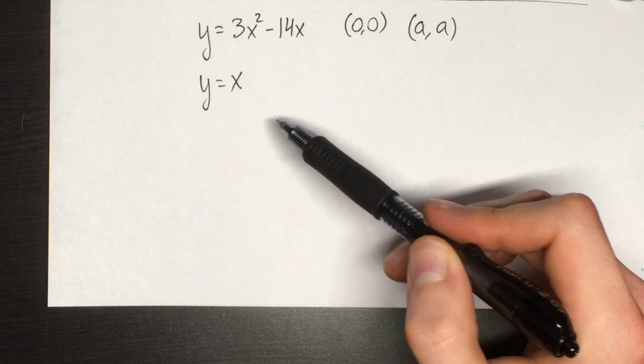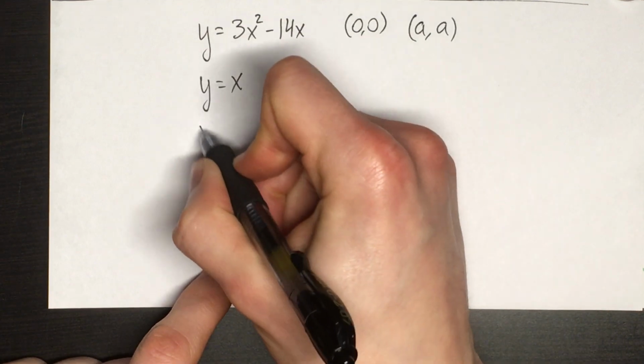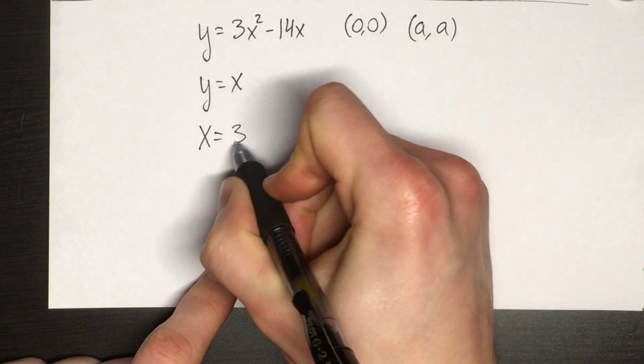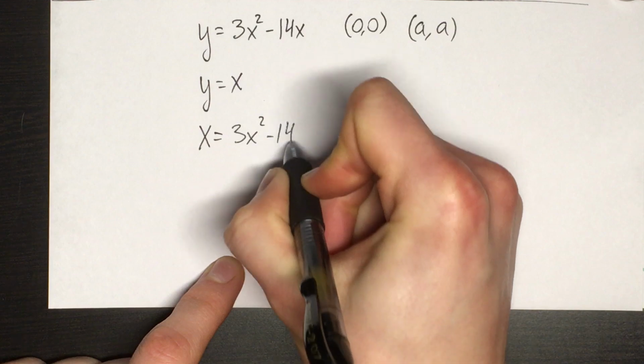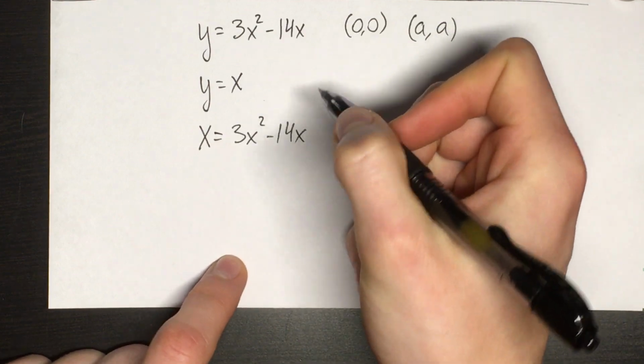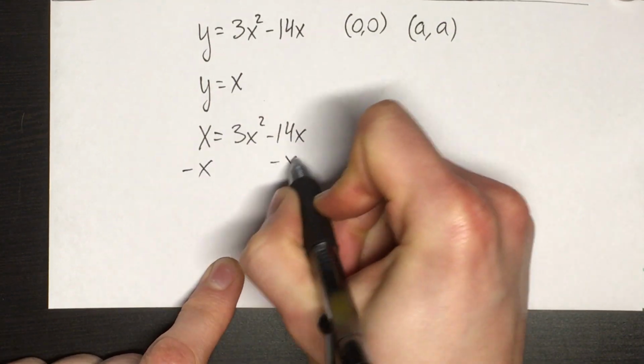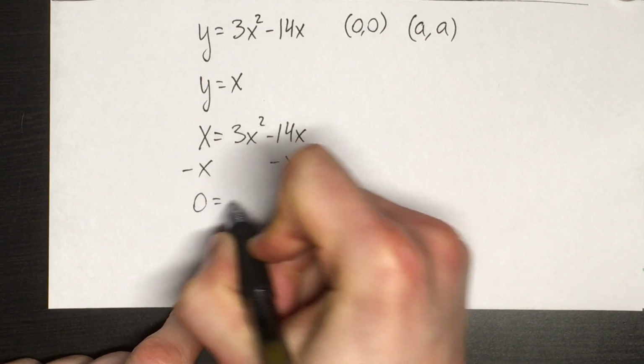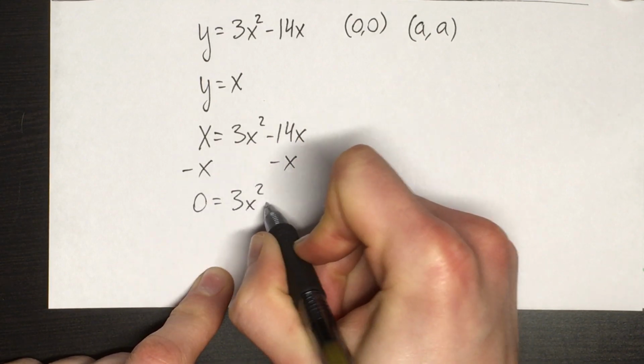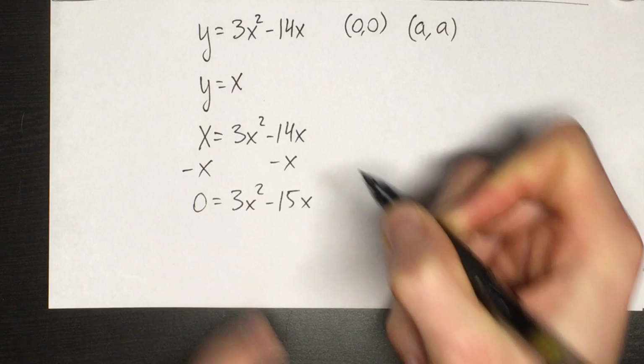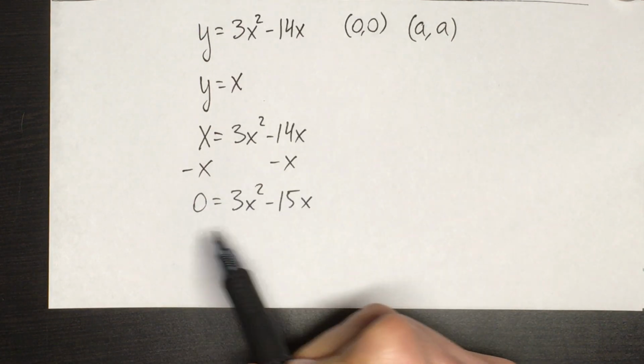We take their equations and set them equal to each other. So we set x equal to 3x squared minus 14x. Let's get all our x's on one side, so minus x. We get 0 is equal to 3x squared minus 15x. All right, so we have a quadratic set equal to 0.